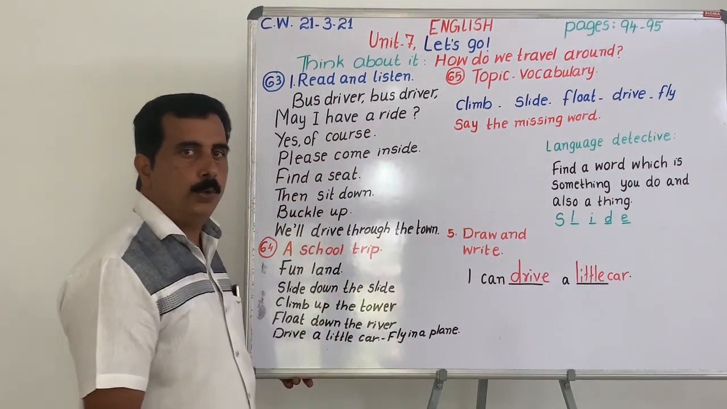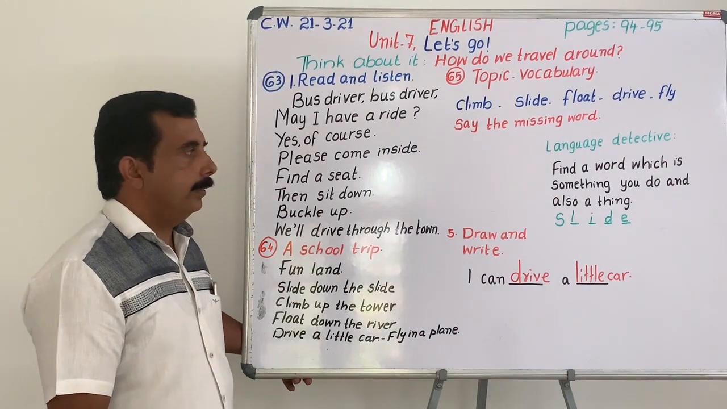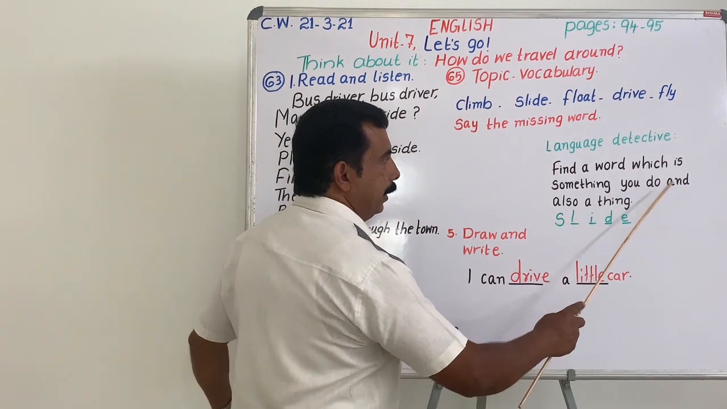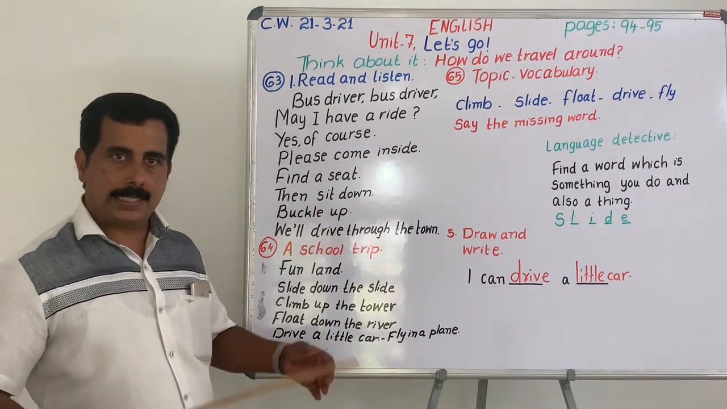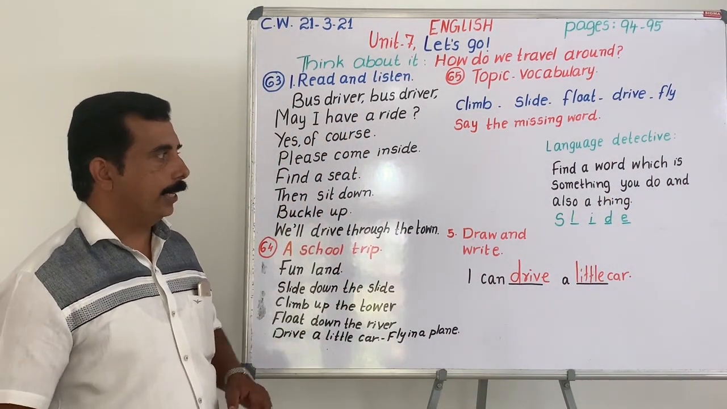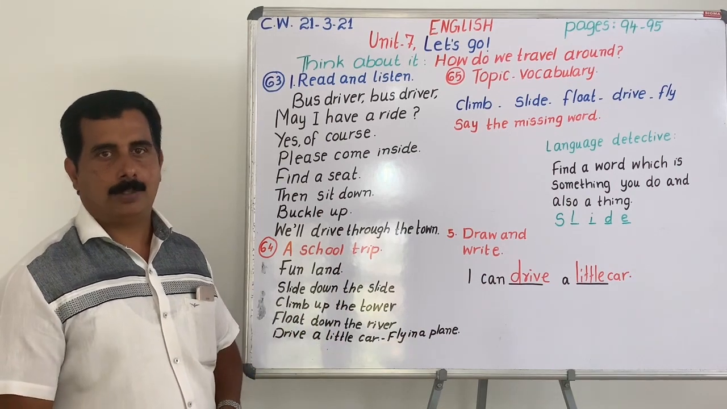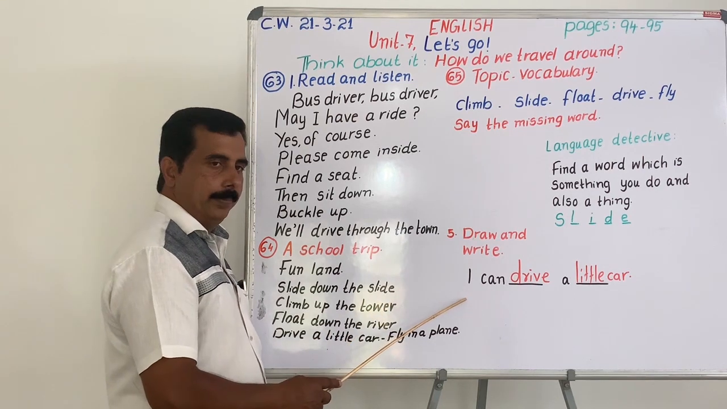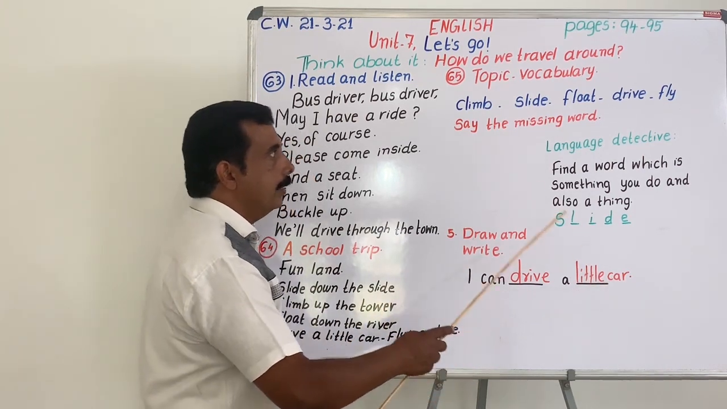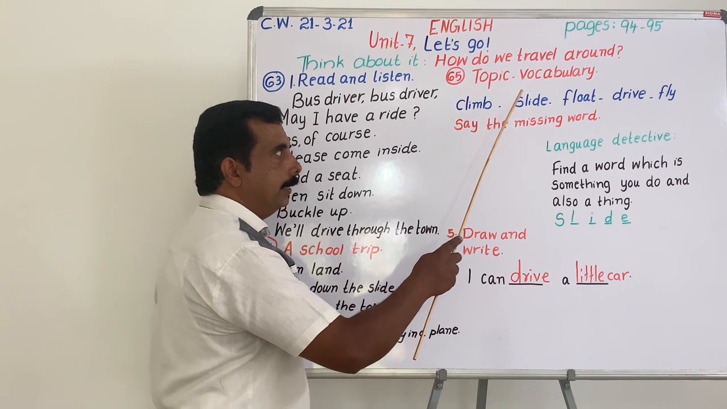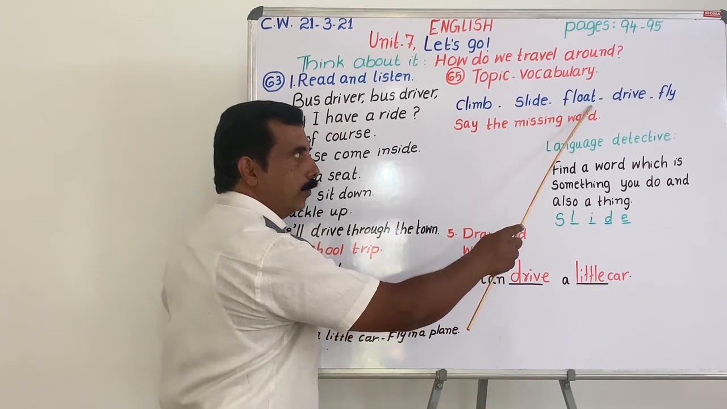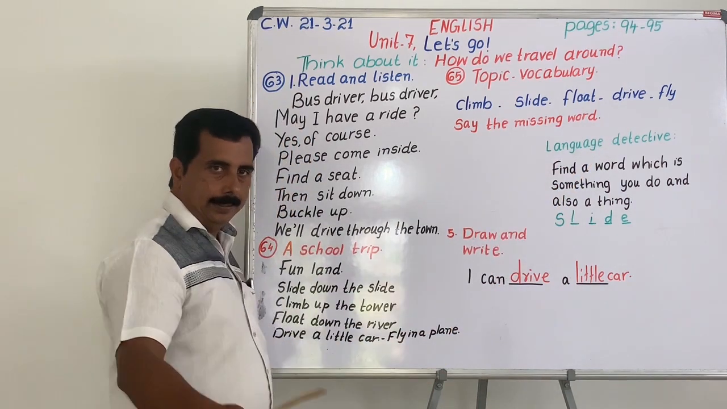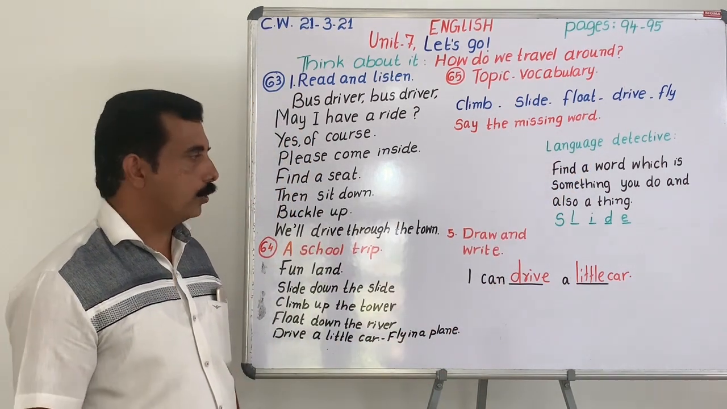You learned new words. Okay, then there's a question, a Language Detective. Find a word which is something you do and also a thing. What is the thing? Slide. Okay. What do you do? I'm sliding. I'm sliding on a slide. Then draw and write. Okay. I can drive a little car. I can climb up a tower. I can slide down the slide. I can float in a river. I can drive a little car. Any sentence you can write. But you must draw this also.